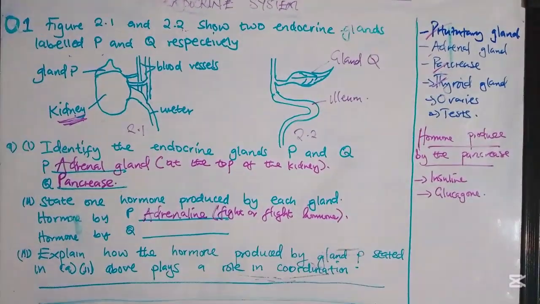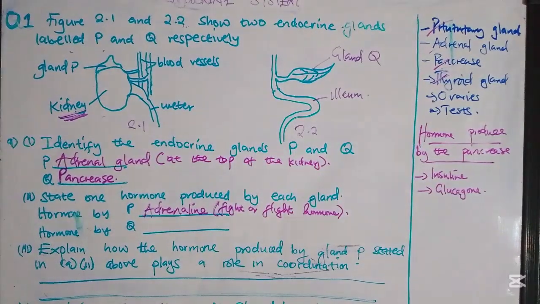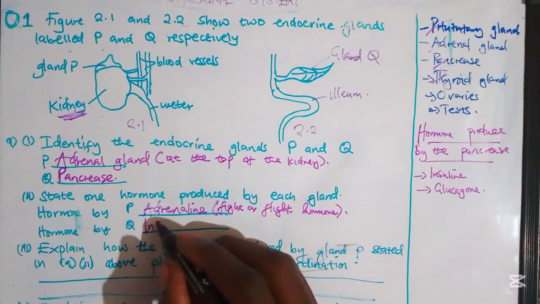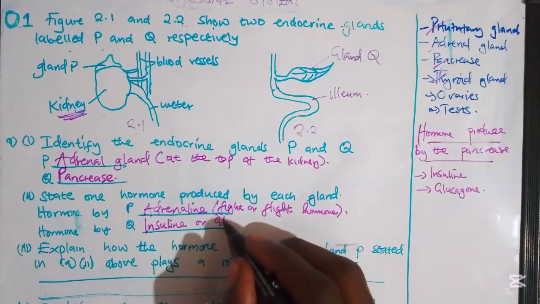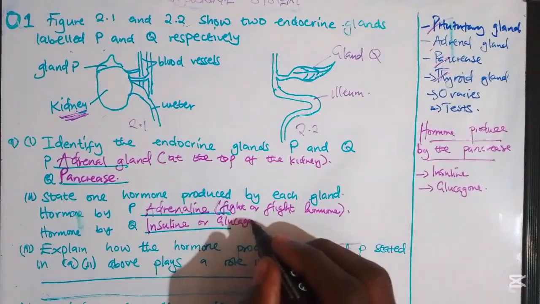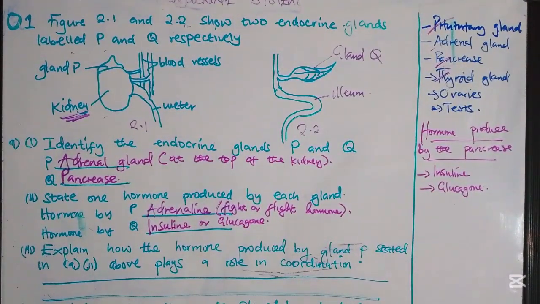So moving on to our answer. The hormone produced by gland Q, which is the pancreas, you can either say insulin or glucagon. Here, don't put 2, just go with the one which you remember. If you remember insulin, put insulin. If you remember glucagon, put glucagon.